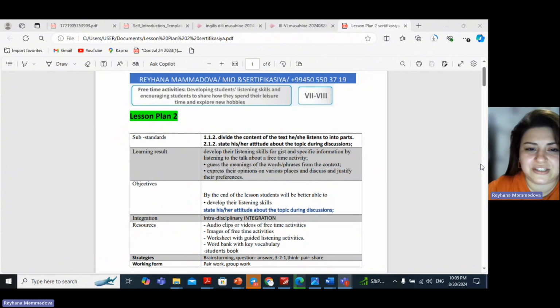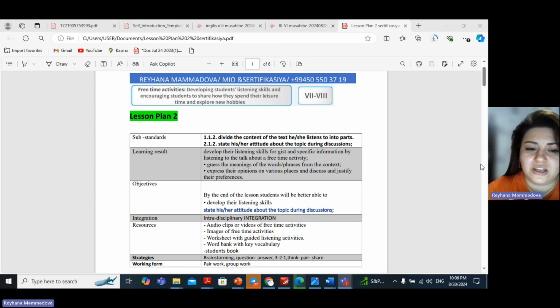Free time activities, developing students' listening skills and encouraging students to share how they spend their leisure time and explore new hobbies. I choose two substandards and they are 1.1.2 and 2.1.2: divide the content of the text he or she listens to into parts, state his or her attitude about the topic during discussions, and learning outcomes.